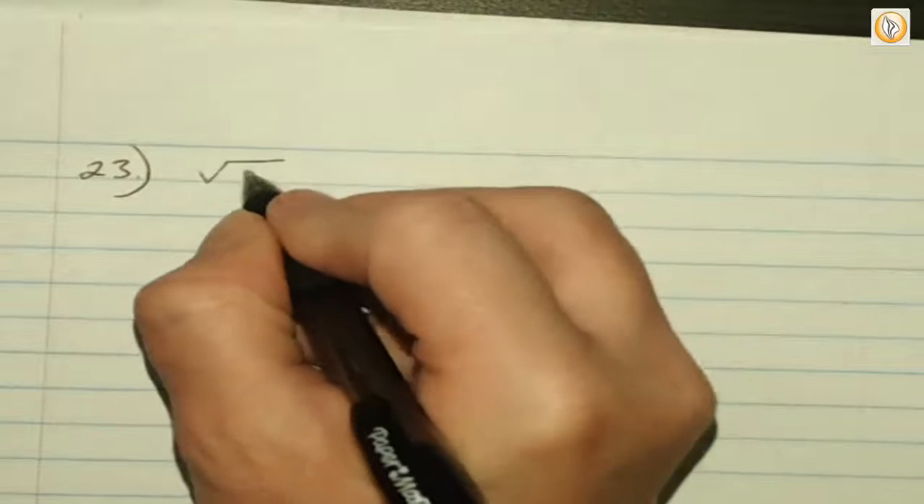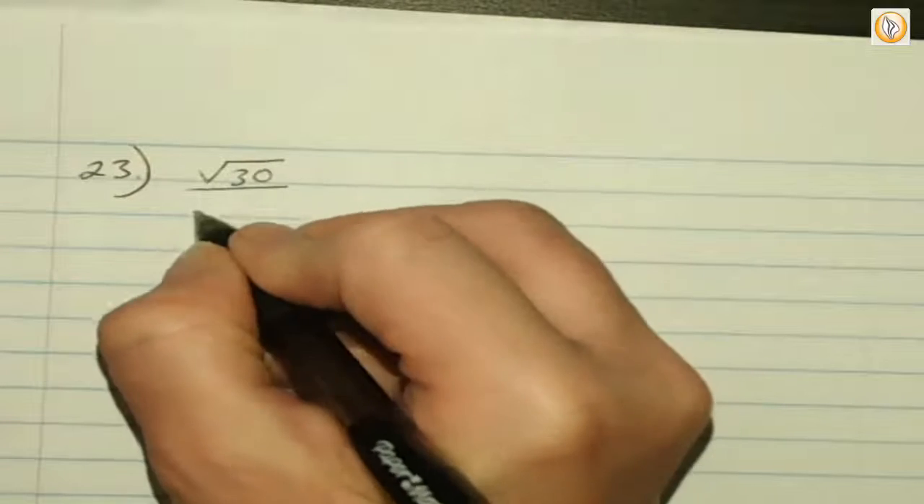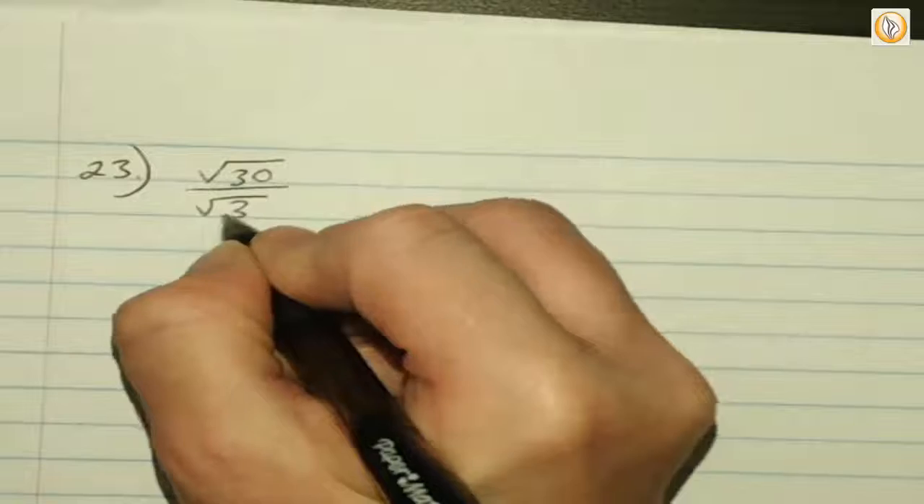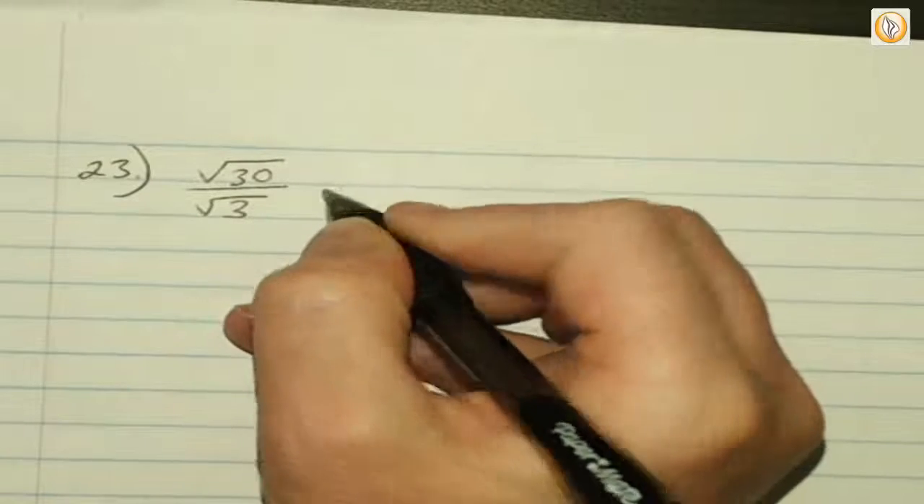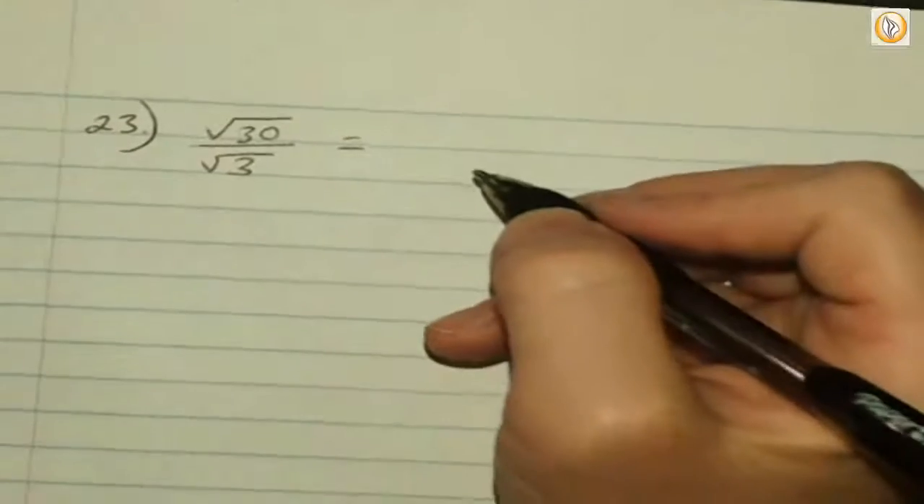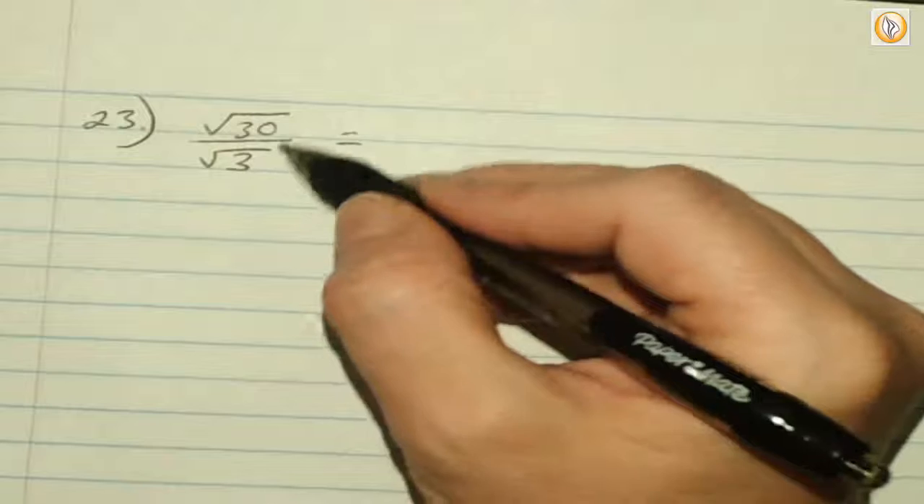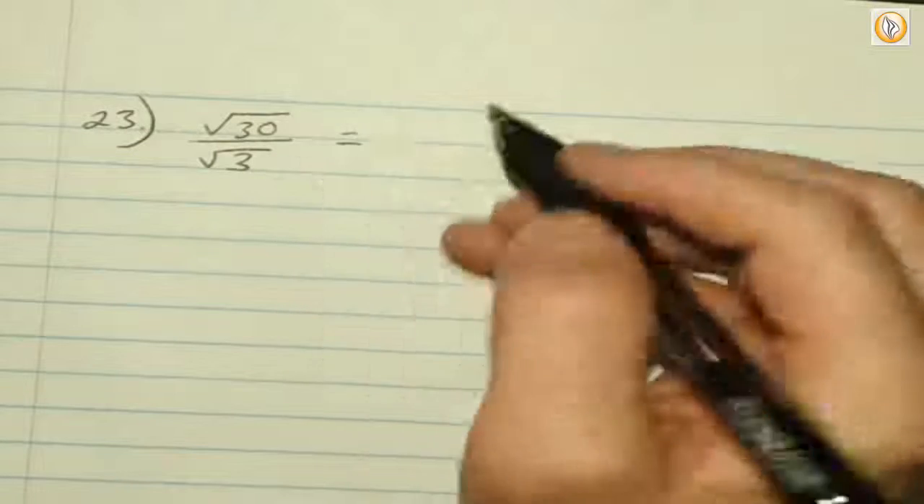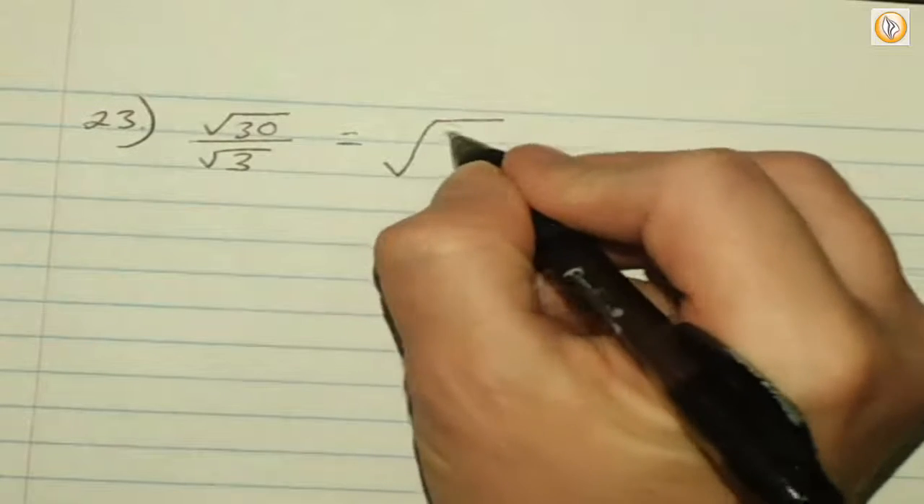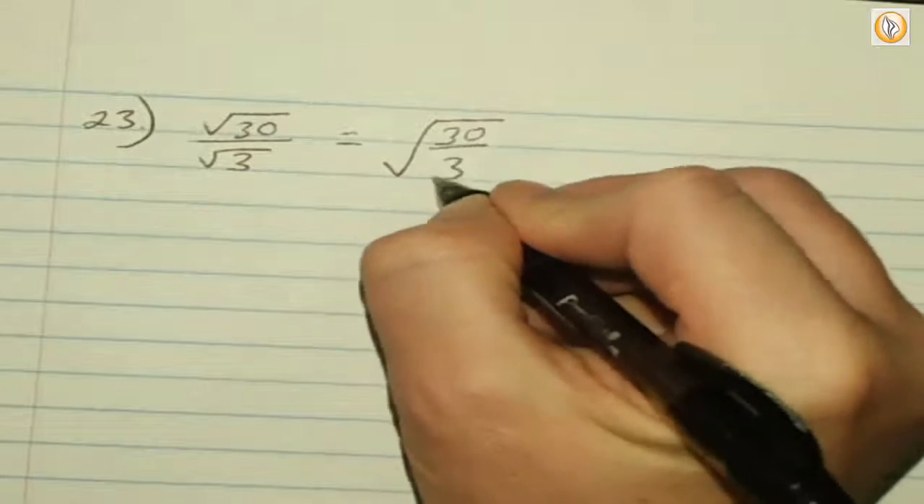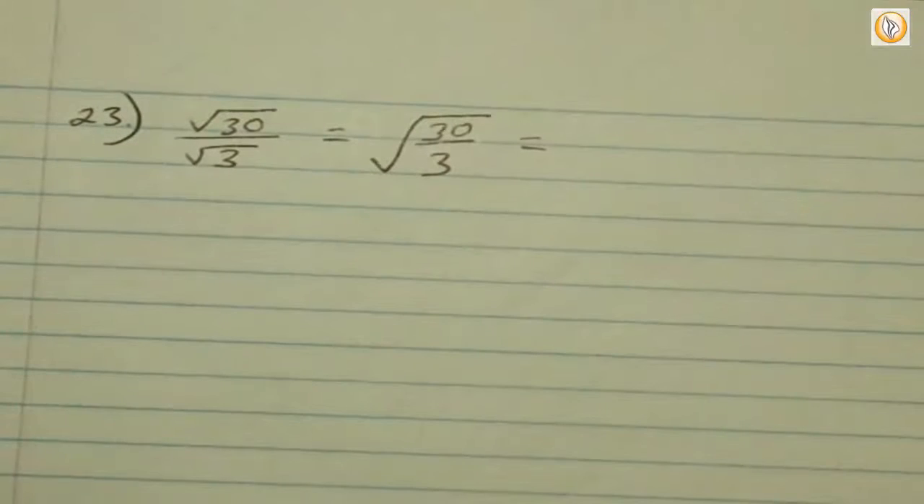Okay, let's look at 23 on the next page. I have the square root of 30 divided by the square root of 3. Cecilia, are these perfect squares? None of them are. So I'm rewriting it all under the big radical sign.